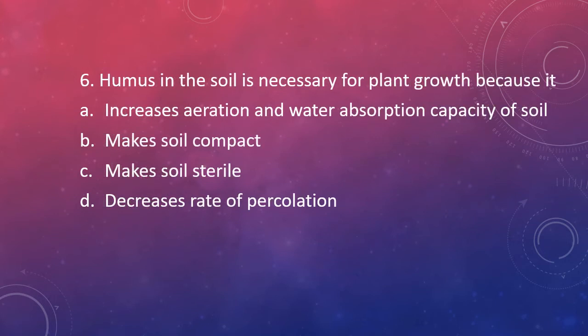Question number 6. Humus in soil is necessary for plant growth because it, option A, increases aeration and water absorption capacity of soil. Option B, makes soil compact. Option C, makes soil sterile. Or option D, decreases the rate of percolation. Which of the following is responsible for improved plant growth because of humus in soil? Correct answer is option A. It increases the aeration and water absorption capacity of the soil.